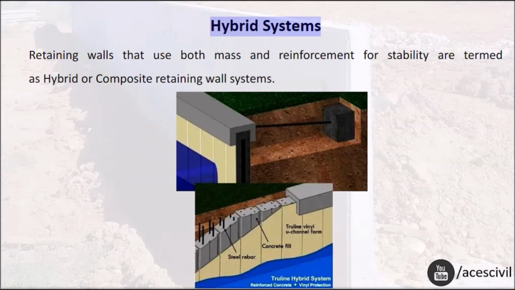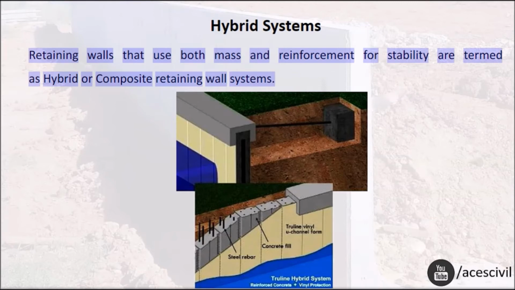Hybrid systems. Retaining walls that use both mass and reinforcement for stability are termed as hybrid or composite retaining wall systems.